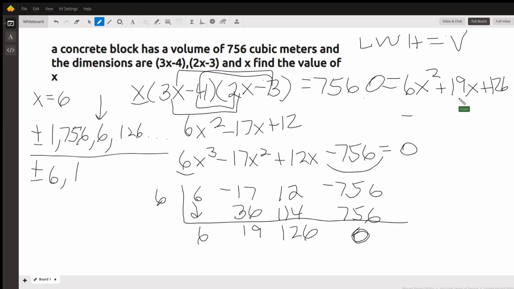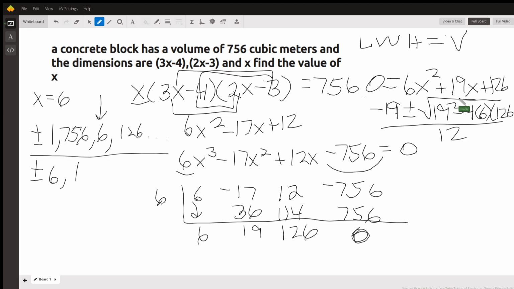So it's going to be negative b plus or minus the square root of b squared. Well, I'm just going to put 19 squared minus 4. I'm running out of room here, so I'm going to have to start again. I got negative 19 plus or minus the square root of 19 squared minus 4 times 6 times 126, all divided by 12.